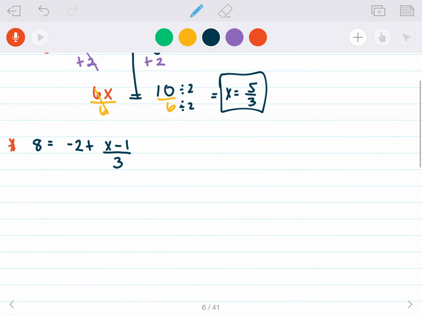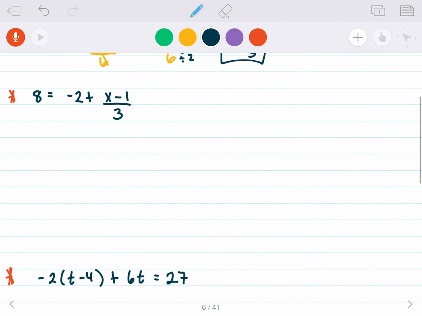All right, let's try the next one. So I'm working on the right side. Does step 1 apply? Do I have parentheses to get rid of? No, I do not. Does step 2 apply? Can I combine like terms? Maybe. How about I rewrite it to make it look a little bit better?